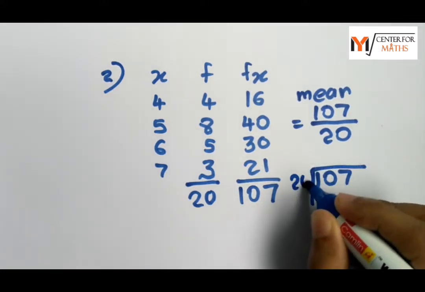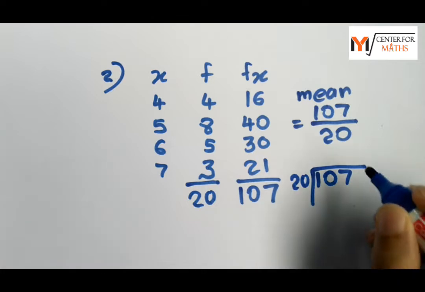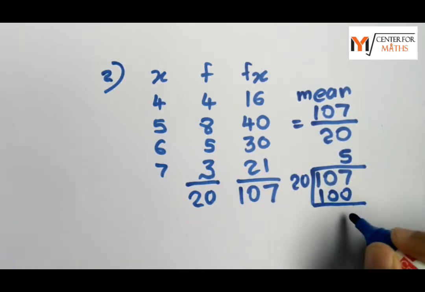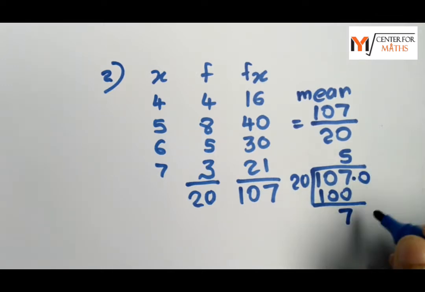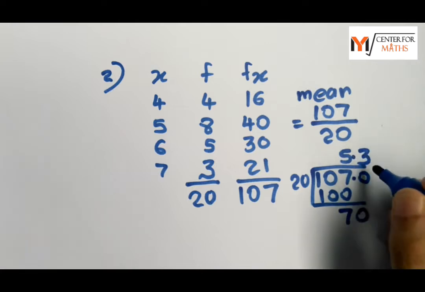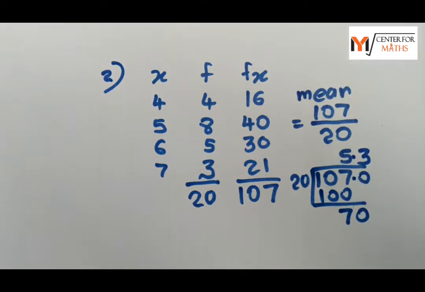That's very easy. So within 107, how many 20s are there? You can see there are 5. 5 20s are 100 and the difference is 7. Now we have to take one decimal. Within 70, how many 20s are there? Just 3. So the answer is 5.3. Now we'll move to question number 3.